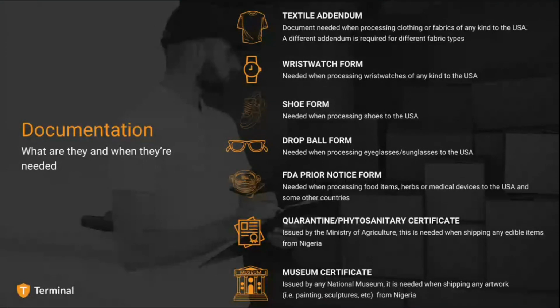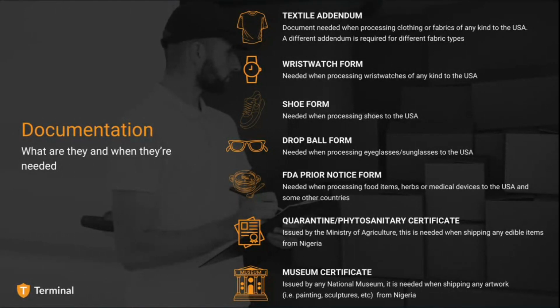Like I said, we have the wristwatch form, which of course is needed when you're shipping your wristwatch to the US. We have shoe forms needed when sending shoes to the US as well. We have drop ball forms needed when you're sending eyeglasses and sunglasses to the US. And then we have the FDA prior notice form. This is needed when you're shipping food items, herbs, medical devices to the USA and some other countries as well, right? These ones are mainly required by FedEx, but we've seen instances where other carriers may request it by the time it arrives at the destination country.